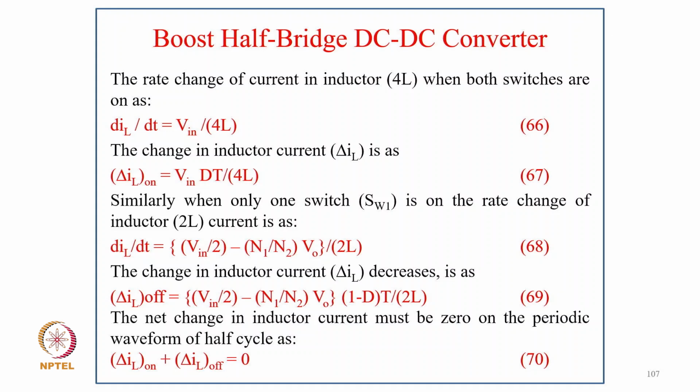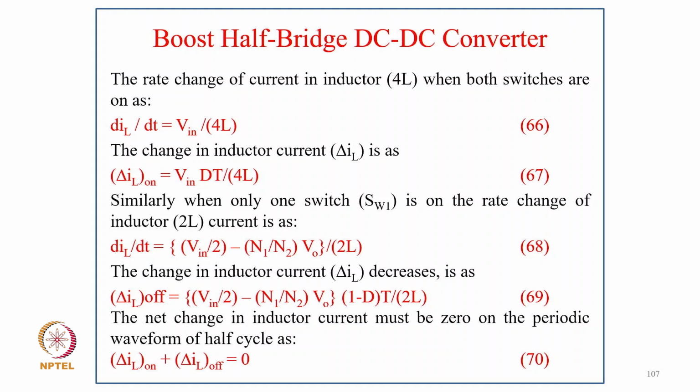So coming to the analysis of this, the rate of change of current in the inductor when both switches are on is dIL upon dt equal to Vin upon 4L, and the change in inductor current delta IL equal to Vin dt upon 4L. Similarly, when only one switch is on, the rate of change of inductor current is dIL upon dt equal to in bracket Vin by 2 minus N1 upon N2 VO divided by 2L. The inductor current decreases as delta IL equal to in bracket Vin by 2 minus N1 upon N2 VO into (1 minus D) T upon 2L. So the net change in inductor current must be 0 over the periodic waveform of a half cycle.